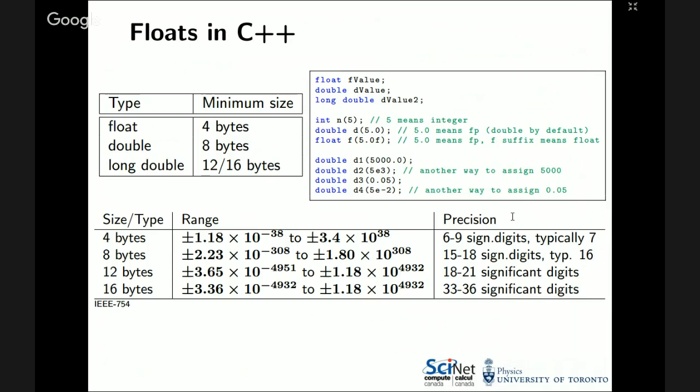Again, examples of how to define the float: just float, double, long double, and then it can be initialized on the fly as we saw before. This is just a review.